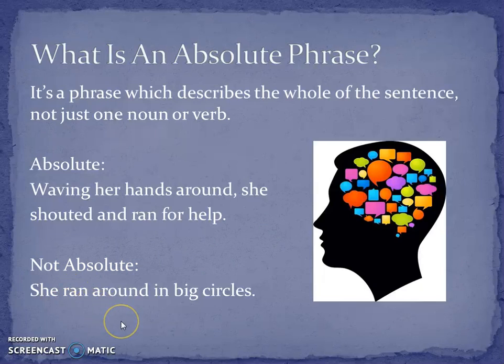This sentence is not an absolute phrase. She ran around in big circles. So this would be your adjective, big. But it's just talking about the circles. We don't know whether she's tall or short or whatever. This big just applies to the circle she's running around. It's not about absolutely everything in the sentence. So this is not an absolute phrase.